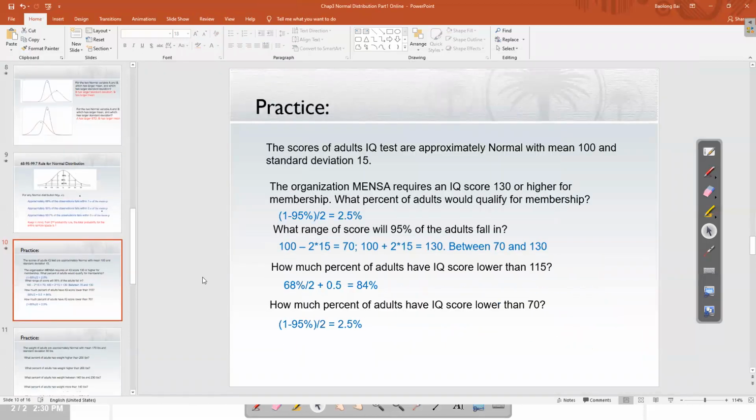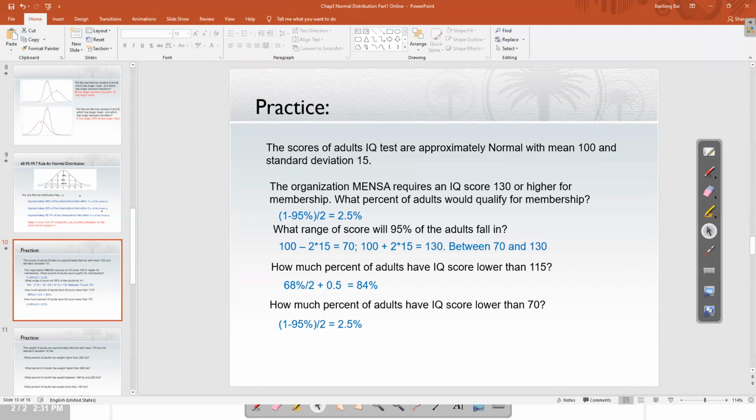And now we can use the rule to try to find some probabilities. So for example, the scores of an IQ test are approximately normal with mean of 100 and standard deviation of 15. First question, the organization Mensa requires an IQ score of 130 or higher for membership. So what percent of adults would qualify for membership?